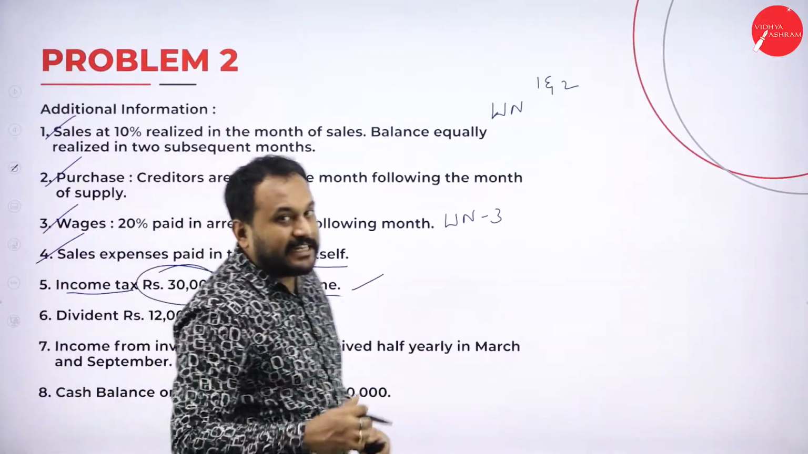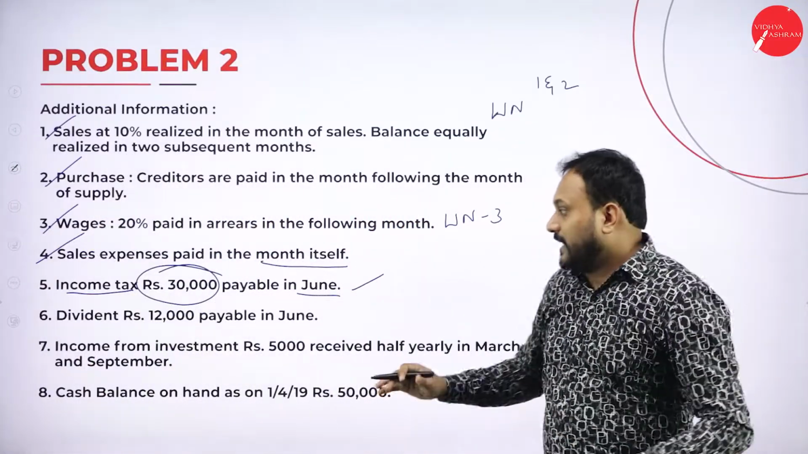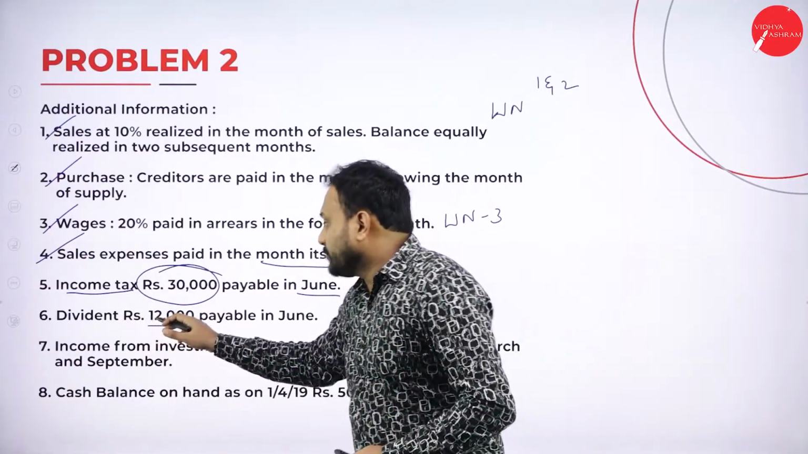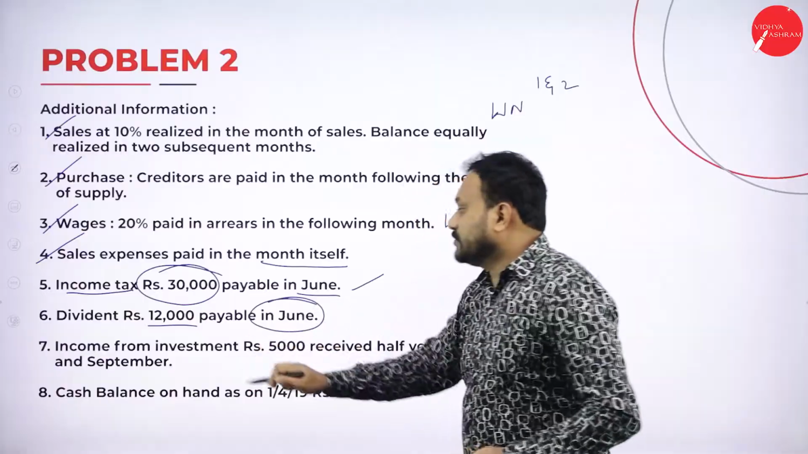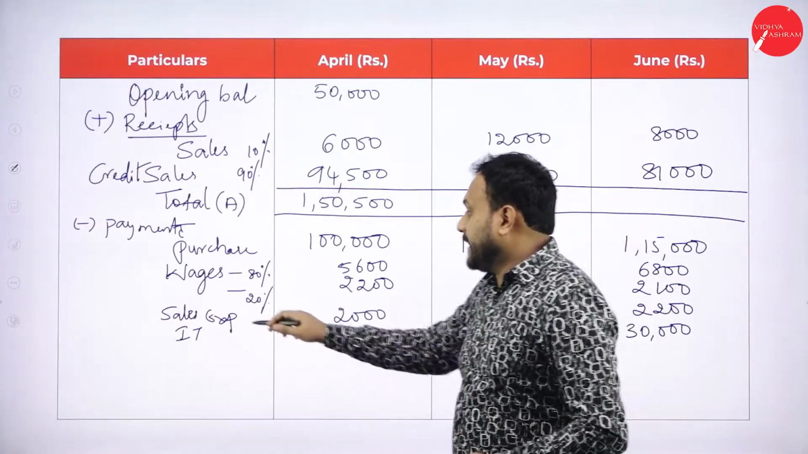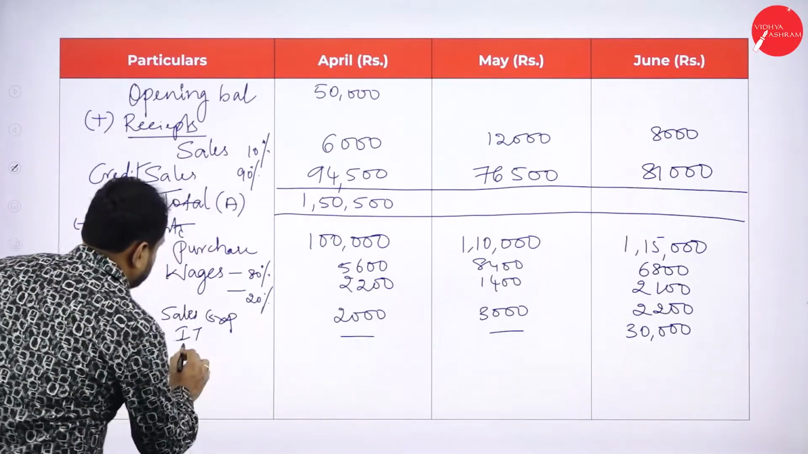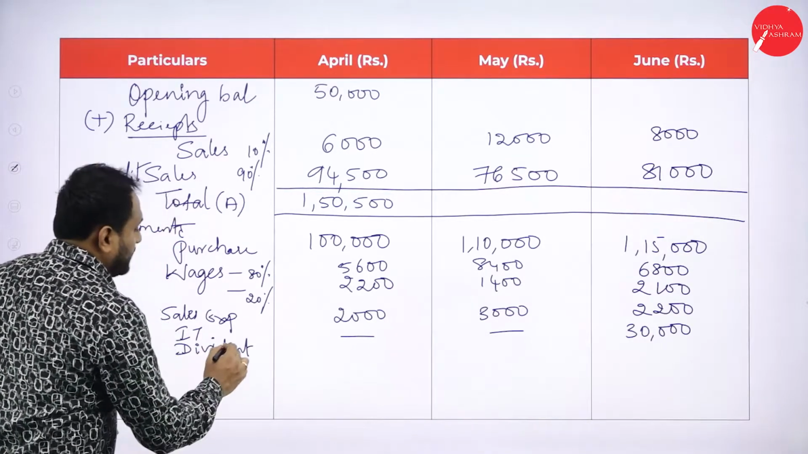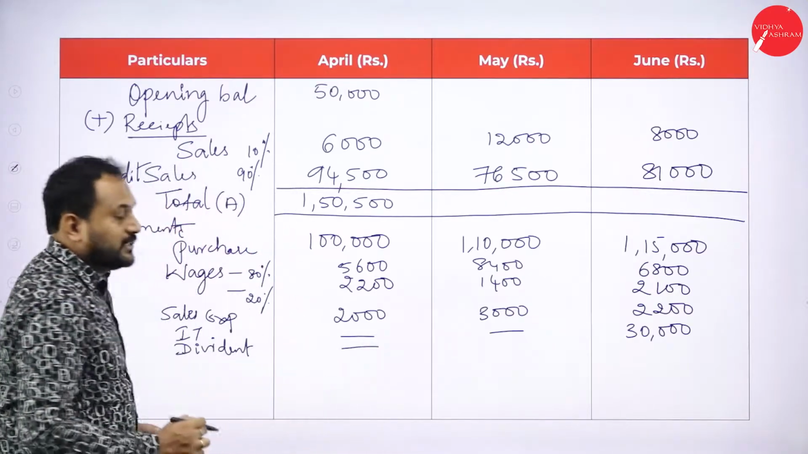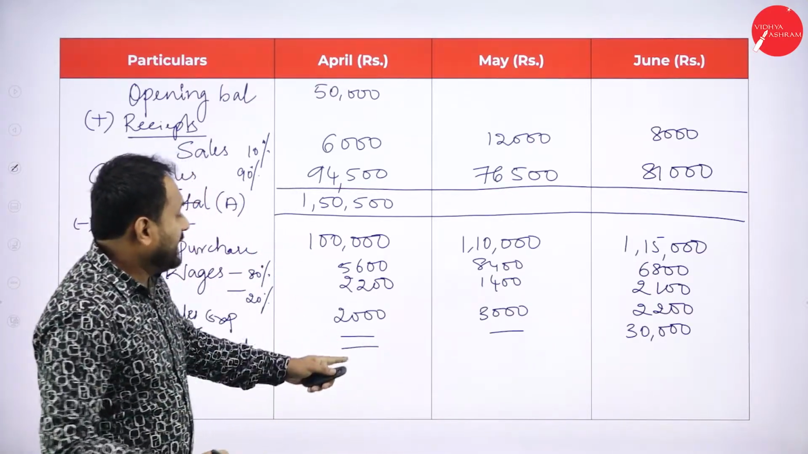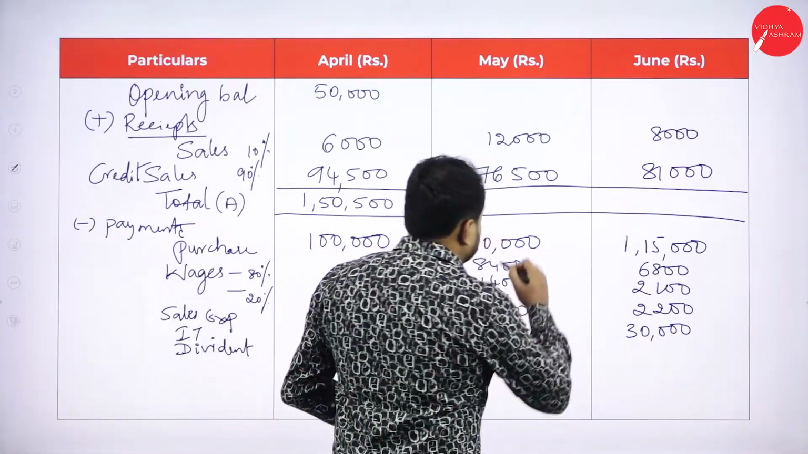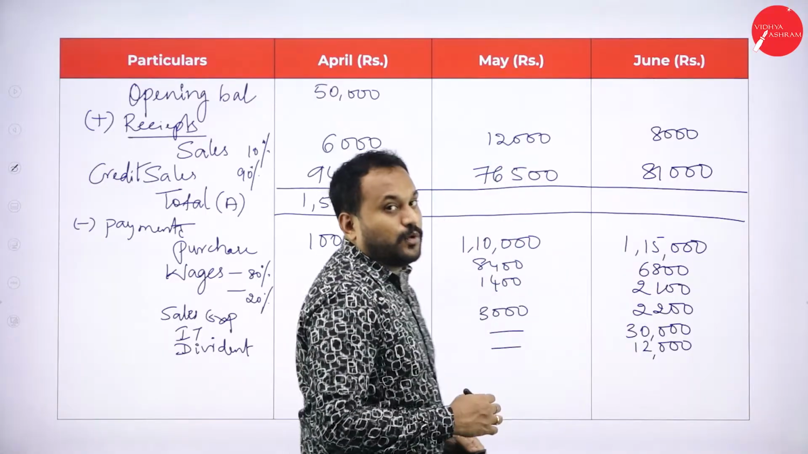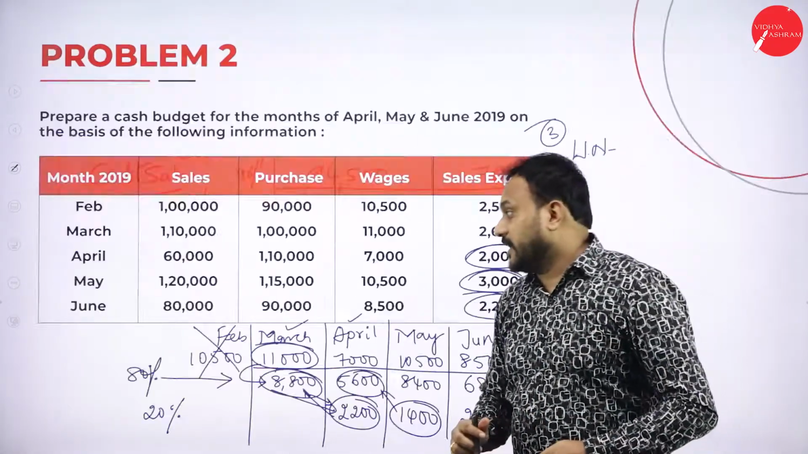Next we have dividend. Dividend rupees 12,000 payable. Again it is a payment. Dividend rupees 12,000 payable in June. So what am I supposed to do? Again I'll write the entry here, dividend, 12,000 in the month of June. So April is nil, May is nil. Here it is 12,000. So dividend I have also taken.